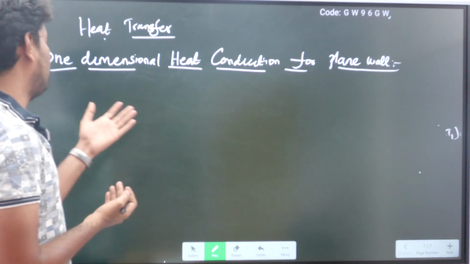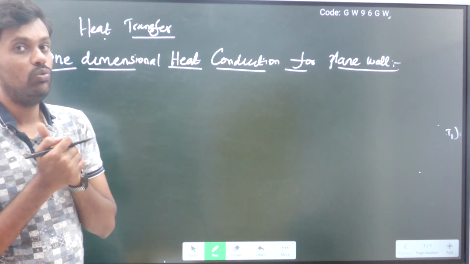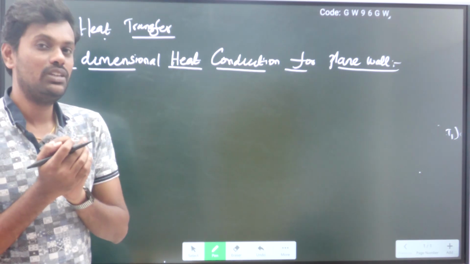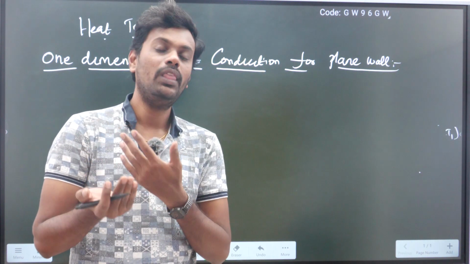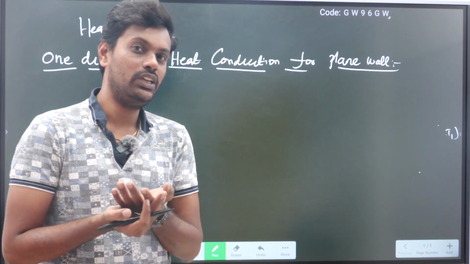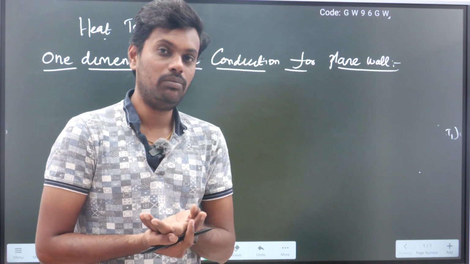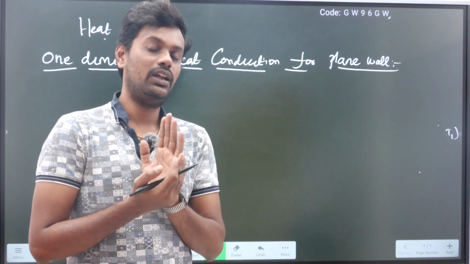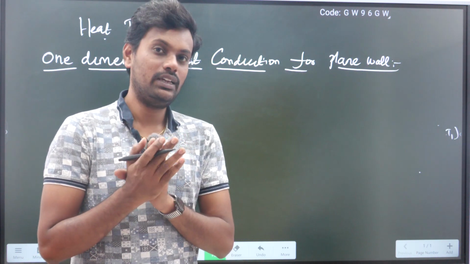Okay, so first we have to understand this one dimensional heat conduction for plane wall. Here one dimensional means only one axis I will consider. For simplification, I need not consider all the three axes of how the heat is conducting. For simplifying the numerical problem, I am assuming that heat is conducting in only one axis. That's why it is named as one dimensional heat conduction equation.